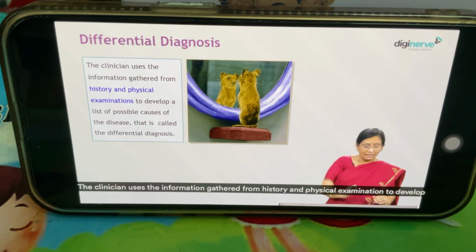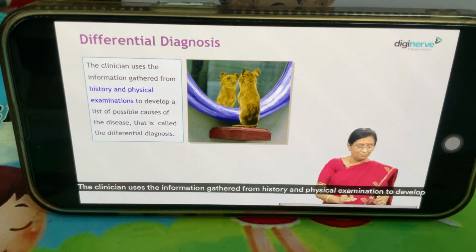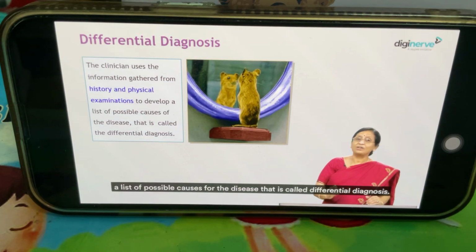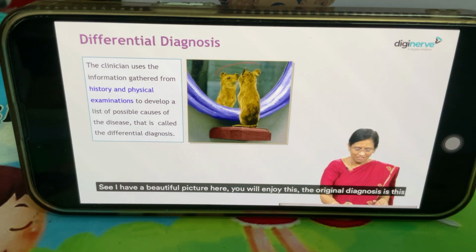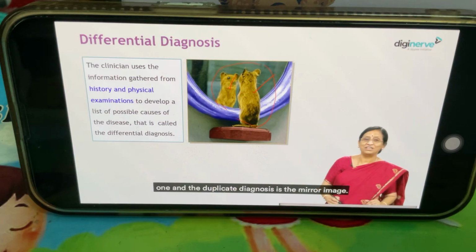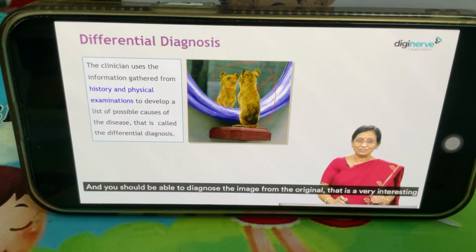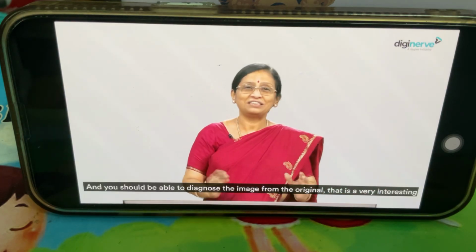The clinician uses the information gathered from history and physical examination to develop a list of possible causes for the disease, and that is called differential diagnosis. See, I have a beautiful picture here, you will enjoy this. The original diagnosis is this one and the duplicate diagnosis is the mirror image, and you should be able to diagnose the image from the original. So that is a very interesting exercise in uveitis.